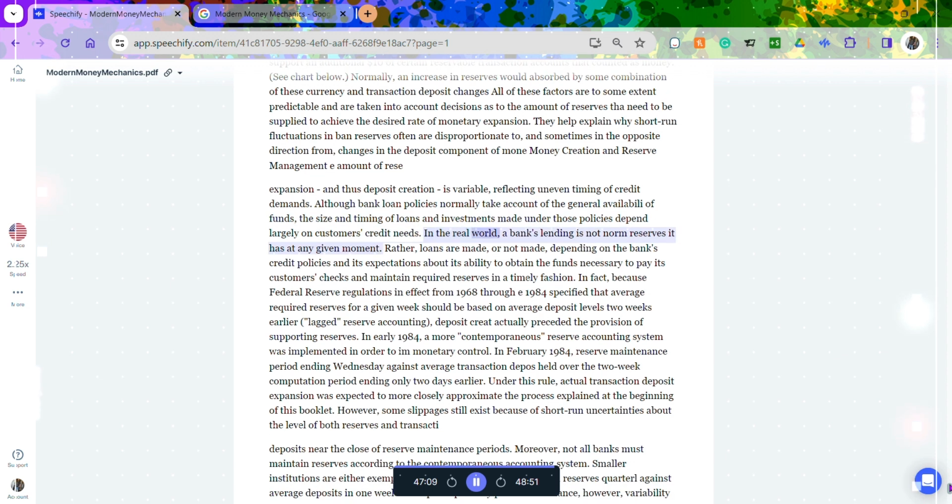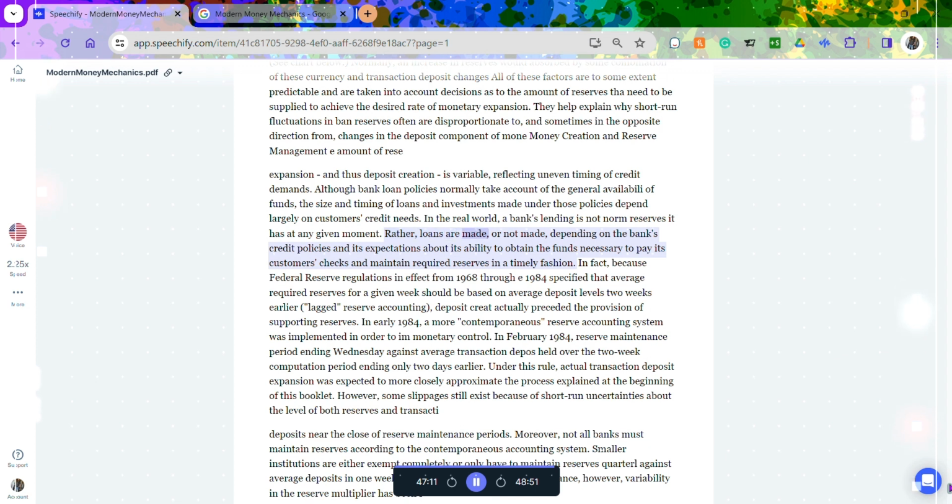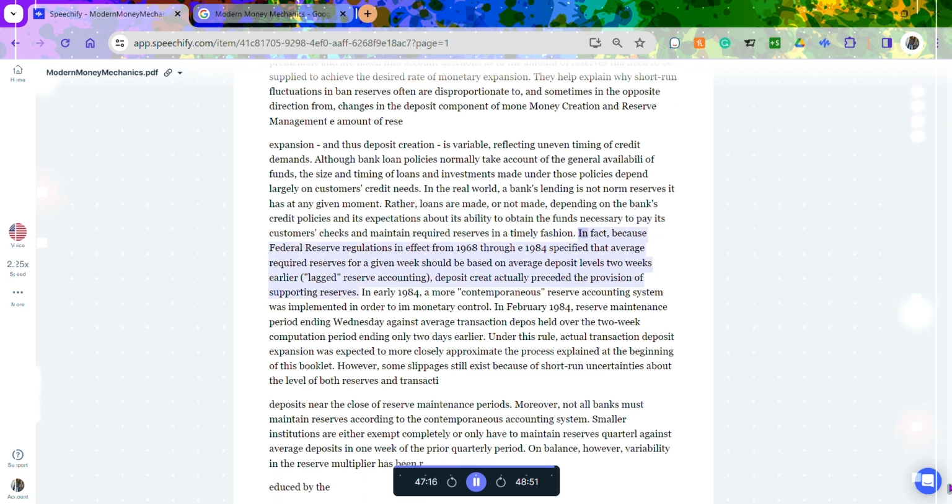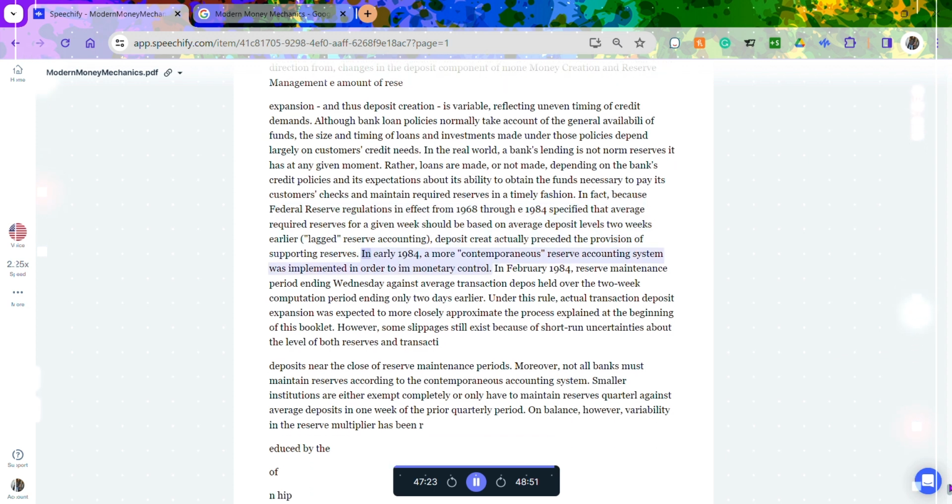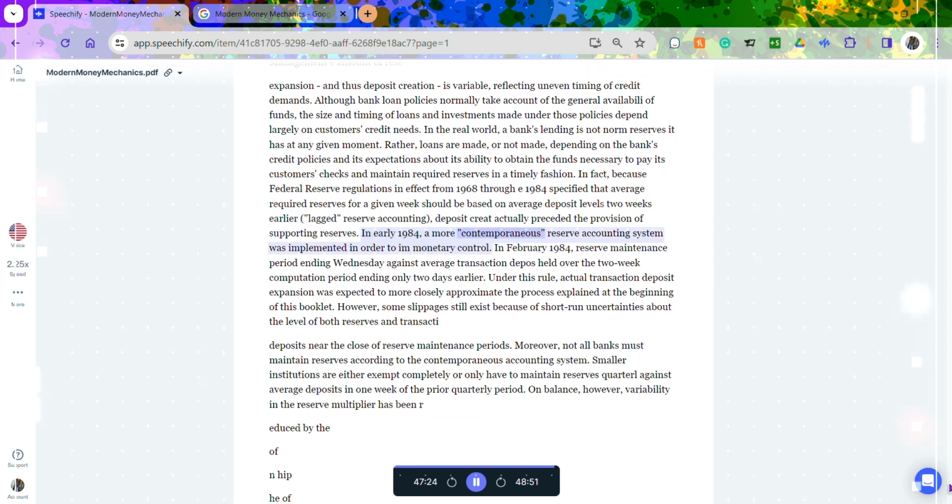In the real world, a bank's lending is not normally constrained by the reserves it has at any given moment. Rather, loans are made, or not made, depending on the bank's credit policies and its expectations about its ability to obtain the funds necessary to pay its customers' checks and maintain required reserves in a timely fashion. In fact, because Federal Reserve regulations in effect from 1968 through 1984 specified that average required reserves for a given week should be based on average deposit levels 2 weeks earlier, under lagged reserve accounting, deposit creation actually preceded the provision of supporting reserves. In early 1984, a more contemporaneous reserve accounting system was implemented in order to ease monetary control.